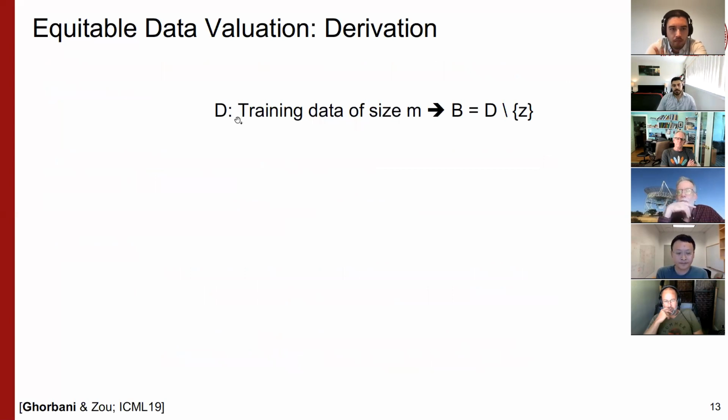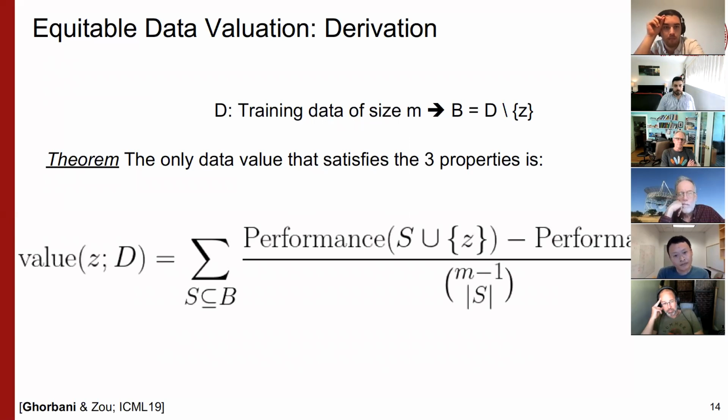Now, assume I have a training data set, let's call it D, and it has M data points in it. For simplicity, I'm going to choose one data point, Z, and name every other data point in my training set B. So I have M training data points, one of them is Z, and the M-1 other data points I call B. What we showed in our work is that there's uniquely one value that satisfies the three properties.